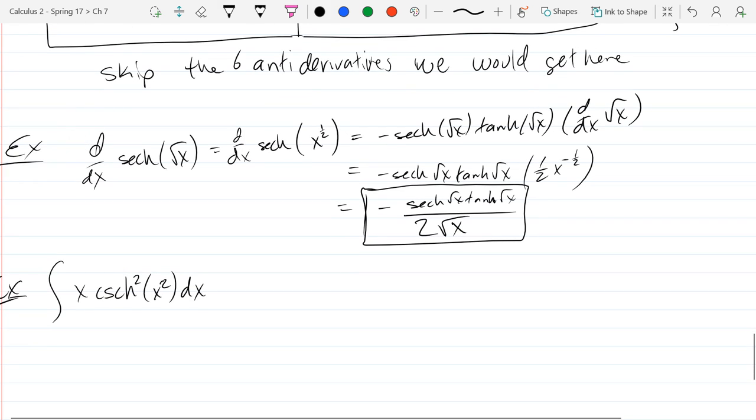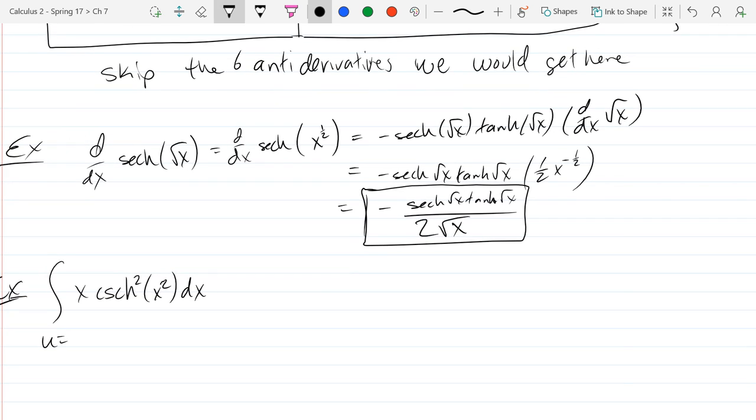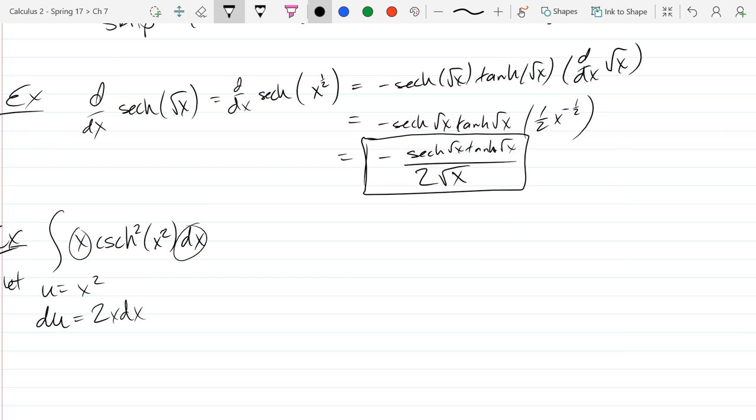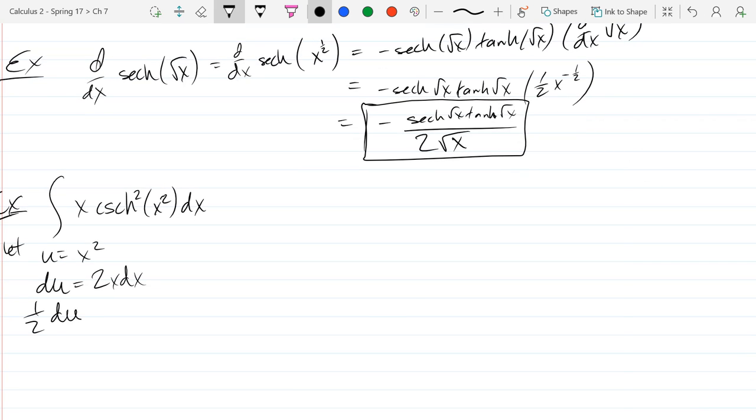So let's try u sub. What's a good u sub? x squared. And what is du? 2x dx. I see everything except the 2. I see an x dx, I don't see a 2. So we just divide by 2: 1 half du equals x dx, and we're ready to make our sub.